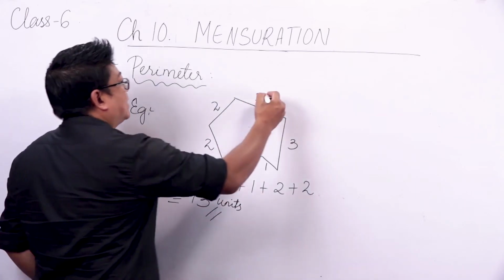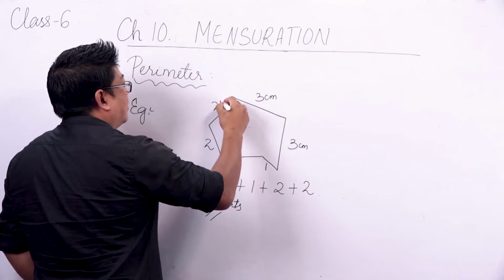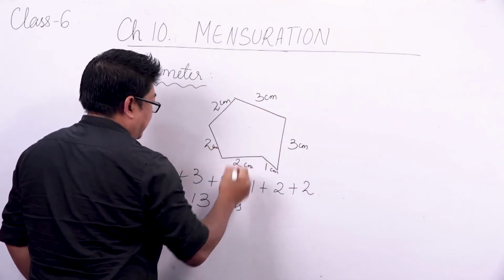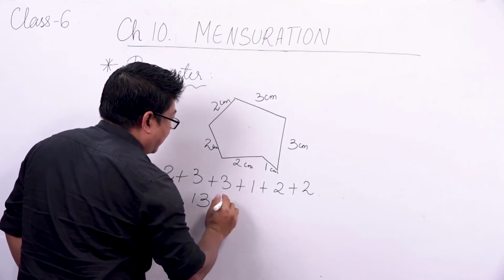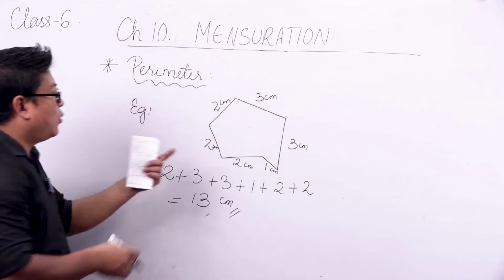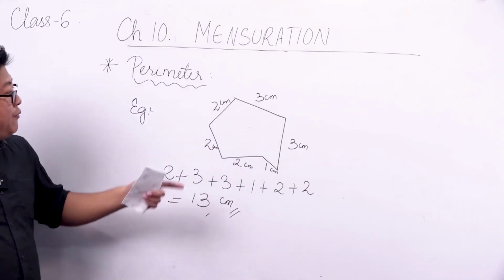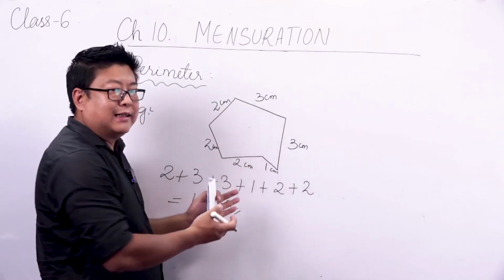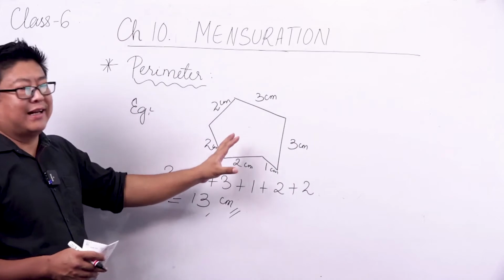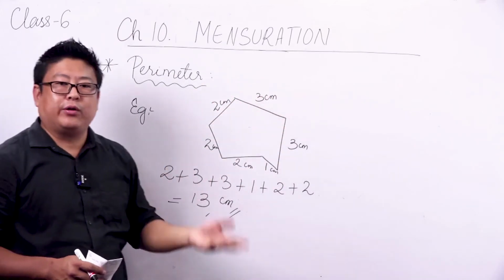Units means it can be centimeter, meter, all right? So let's say this is centimeter. Instead of units, we will write centimeter. Right? This is one type of question that may come, that they may ask you. So if you see figures like this, with no names, simply add all the sides. That way you get your perimeter.